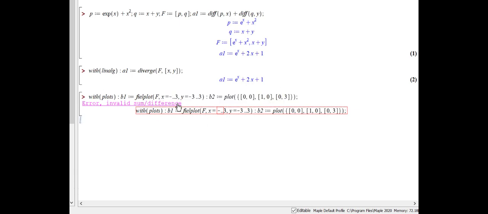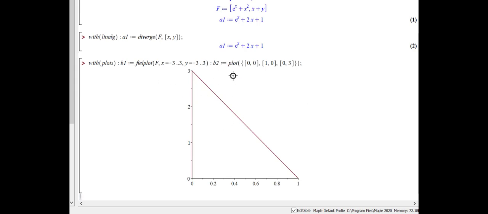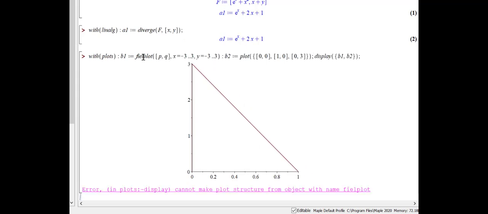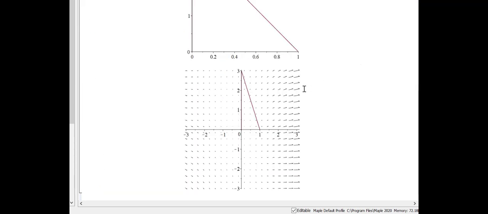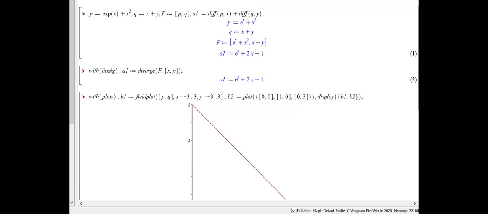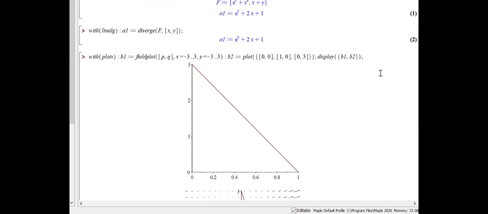Something is x equal -3 till 3. Okay. Field plot. The field plot didn't write. Okay, now I display field plot. Sorry, I missed E here. Now we can run and we will see that this is the vector field, and here is the region of this triangle.